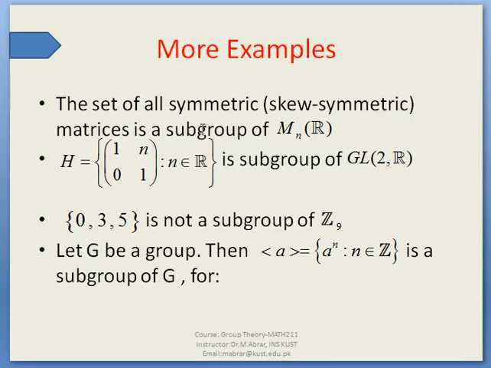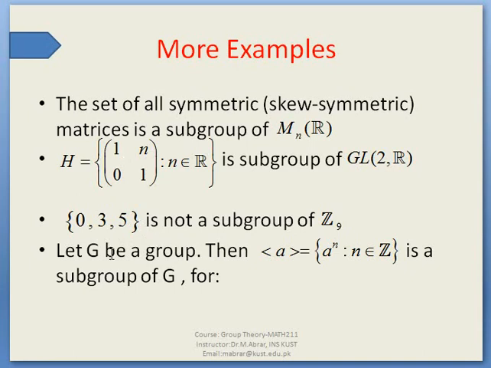The set of all symmetric or skew-symmetric matrices becomes a subgroup of Mn(R). So we can use ST1 or ST2 here. The set of all matrices of this form becomes a subgroup of GL2(R). Note here {0, 3, 5} is not a subgroup because it's not closed.